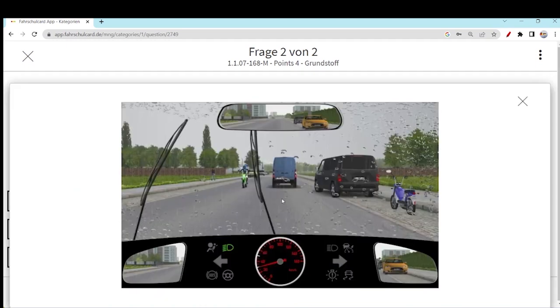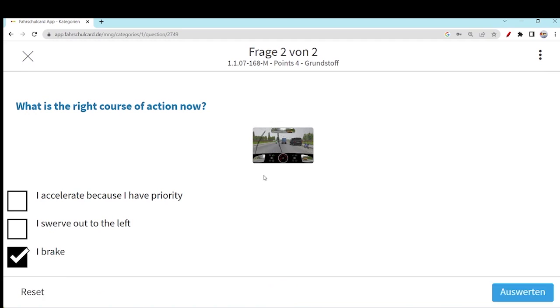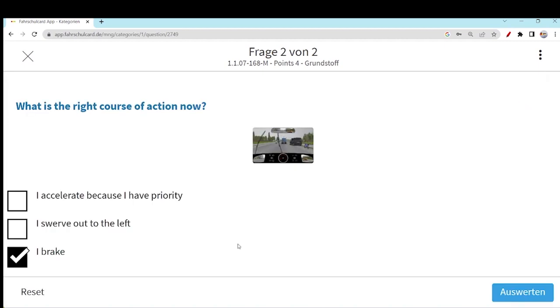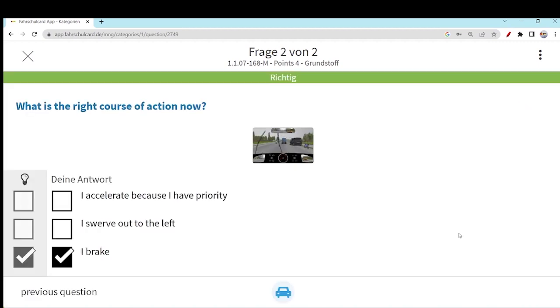Why? Because if you move a little bit to the left, there is an oncoming motorbike and you can hit the motorbike. So it's not a good idea to swerve to the left as well. The best idea is to brake. Although on this road you have the priority, as the black van is not showing responsibility, you need to be responsible, and in this case you need to brake. So that is the correct answer.